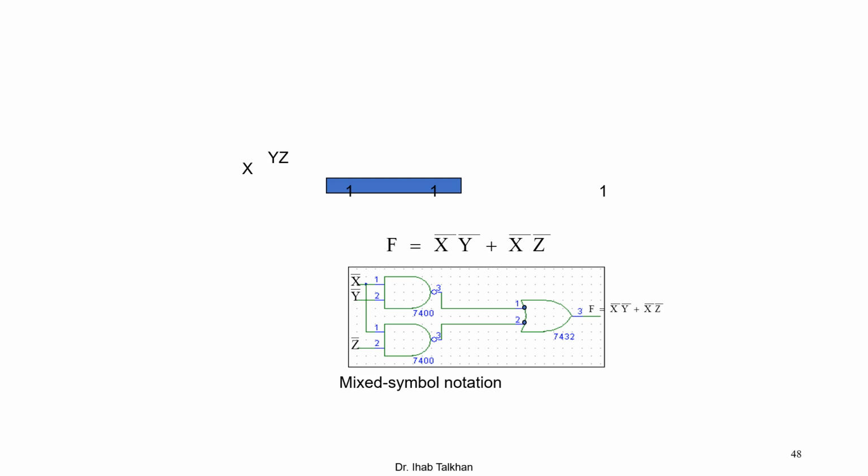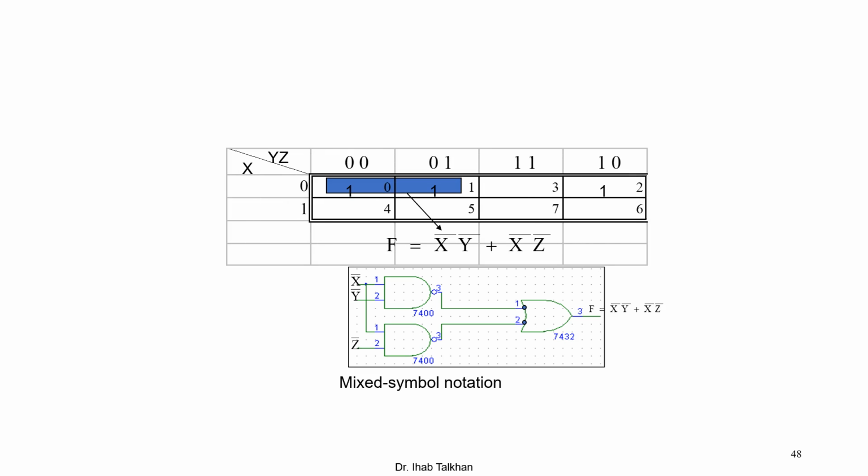Now, if you solve this problem, you find that in this slide here, you can see the K-map for that truth table given in the previous slide. As you can see, the ones are there. The first group will give you X bar, Y bar. The second group will give you X bar, Z bar. So actually the function F equals X bar Y bar plus X bar Z bar.